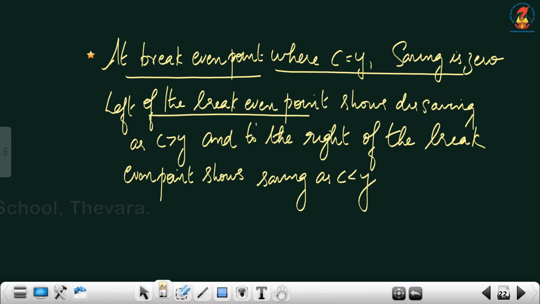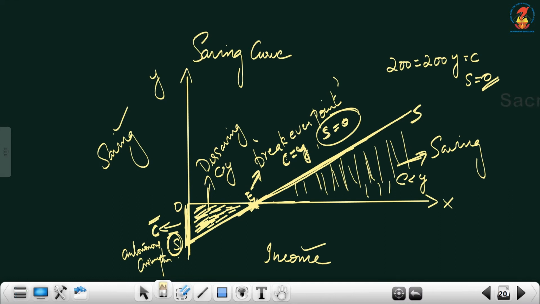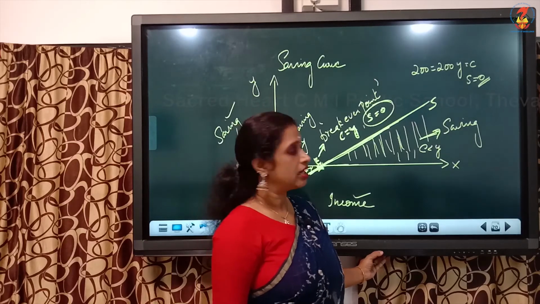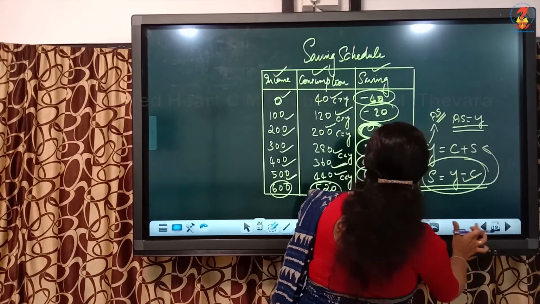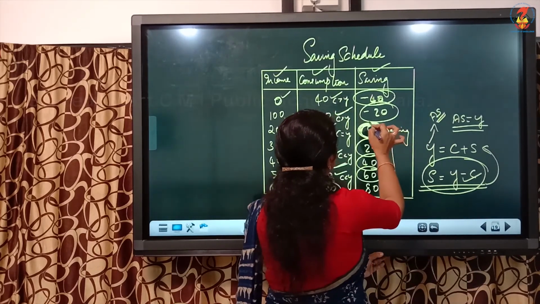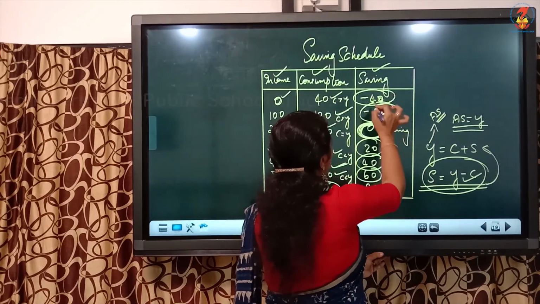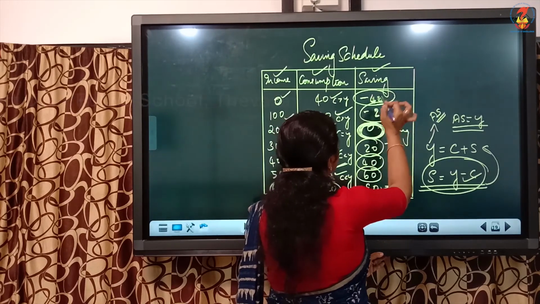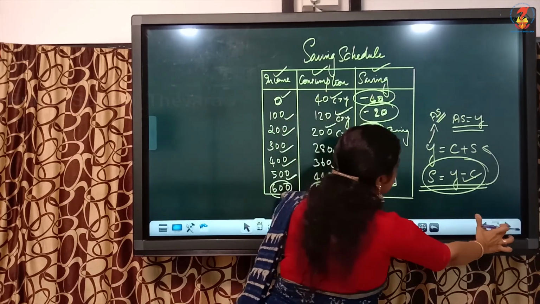Next, to the left of the break-even point, it shows dis-saving as C is greater than Y. Let us see whether that is correct or not. E is the break-even point. This is the left-hand side of the break-even point, which I have shaded. This shows dis-saving. Why? Because consumption is greater than income. We have represented the same with the help of the table. The portion below 0, minus 40 and minus 20, represents C greater than Y, and that is dis-saving.